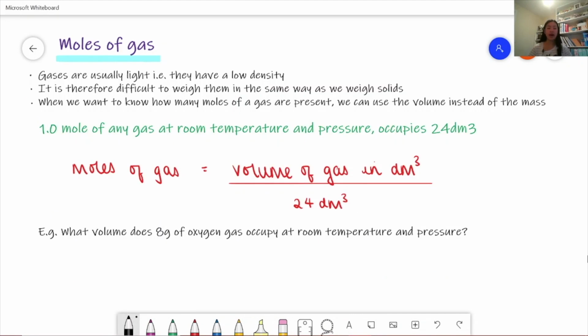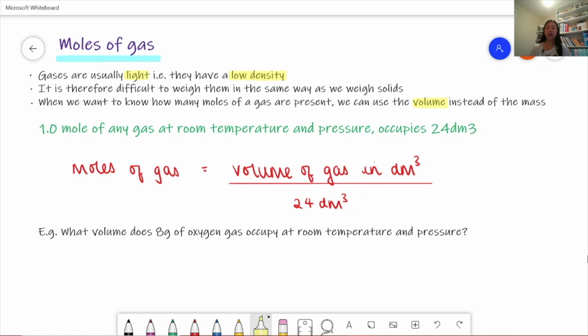And now we're going to look at moles of gas. So gases are usually really light, so basically they have a very low density. And this makes it very difficult to weigh them in the same way as we weigh solids, so with a balance. And so when we want to know how many moles of the gas are present, we can use the volume instead of the mass.